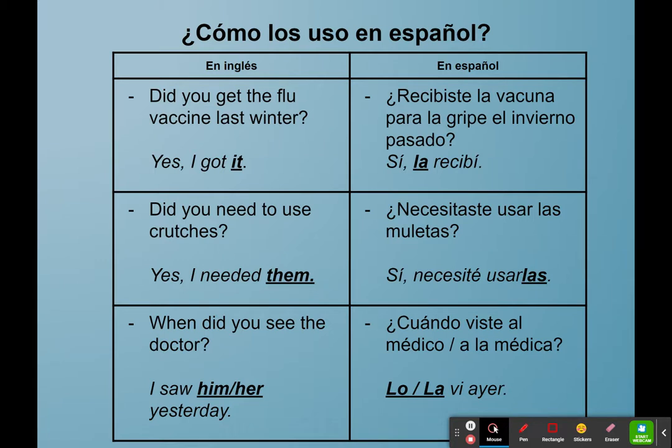Your final question and answer set here is, when did you see the doctor? And in español, ¿cuándo viste al médico o a la médica? And for our answer in English, I saw him or her yesterday. And in Spanish, lo vi ayer, for I saw him yesterday, replacing al médico. Or la vi ayer, replacing la médica, and that would translate to I saw her yesterday.